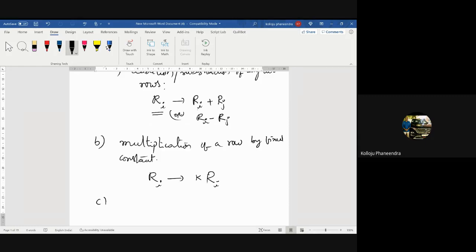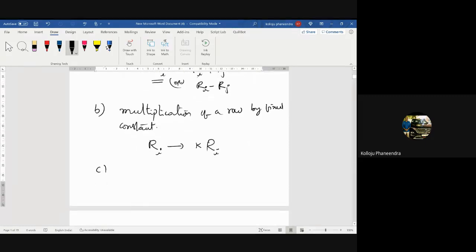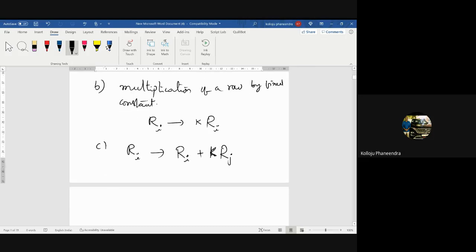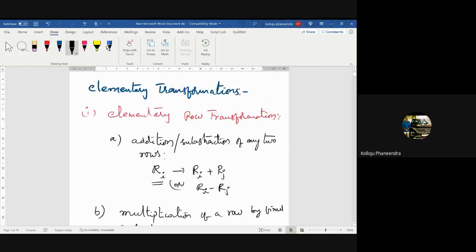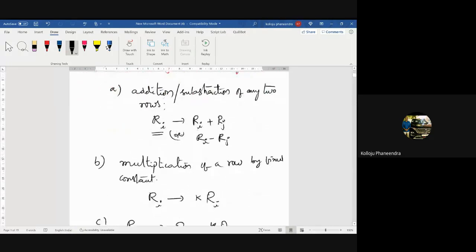And the third one, addition of a constant multiple of a row. What is the meaning? Ri changes to Ri plus k into Rj. That means jth row elements are multiplied by constant k and added to ith row. These are the three row operations, so-called elementary row transformations.